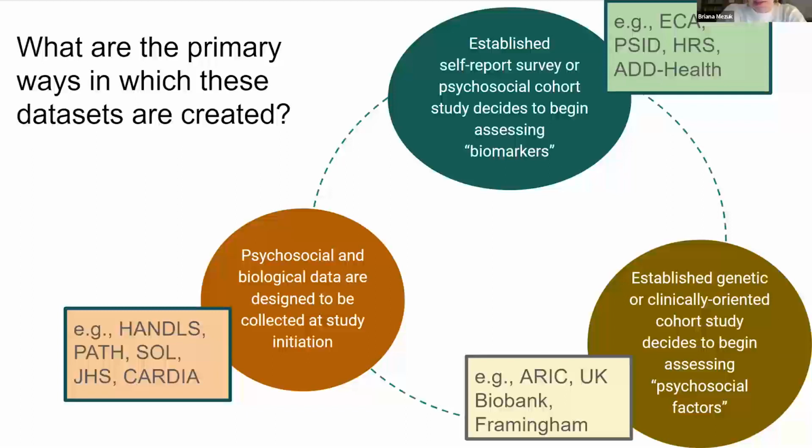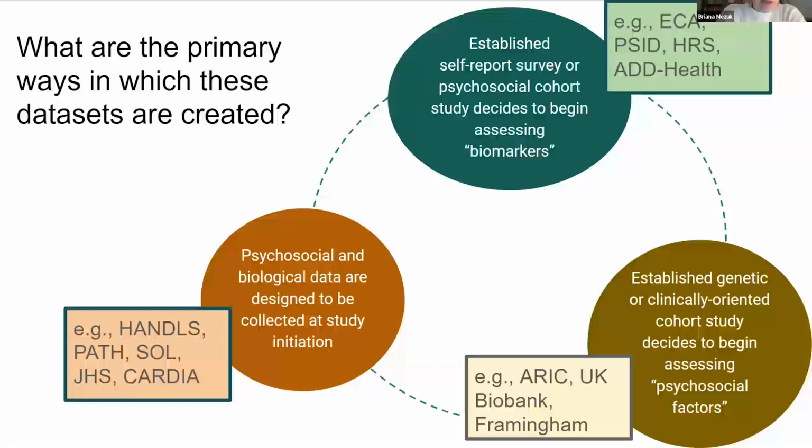You can compare that to something like the ARIC study, which is a study of atherosclerosis, or even the Framingham study. These were cohort studies focused on, in the case of ARIC and Framingham, trying to understand risk factors for cardiovascular disease that, as data collection has gone on, have really expanded their assessment of psychosocial factors.